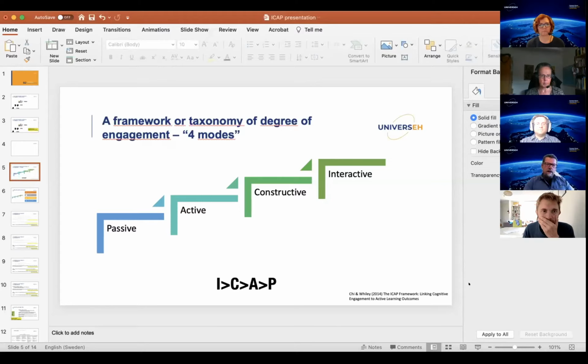So just as a support for thinking about active learning, we want to engage the students. The problem is, and one of the reasons why we had behaviorism in the 1960s and earlier, is that that was the thing we could see. We could see the behavior of our students. So I want to share a model and a framework that is called the ICAP framework.